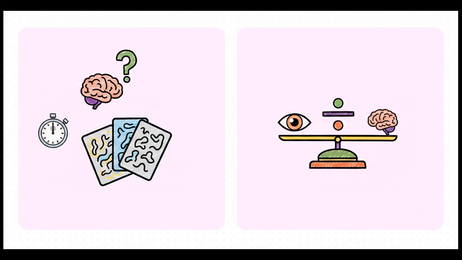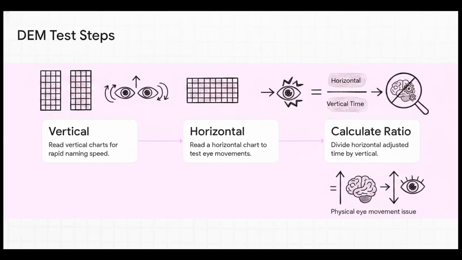It uses a brilliant mathematical ratio to prove whether a reading struggle is a physical eye issue, a true oculomotor deficit, or just a cognitive processing delay. Let's break down how this clever mathematical ratio actually works.